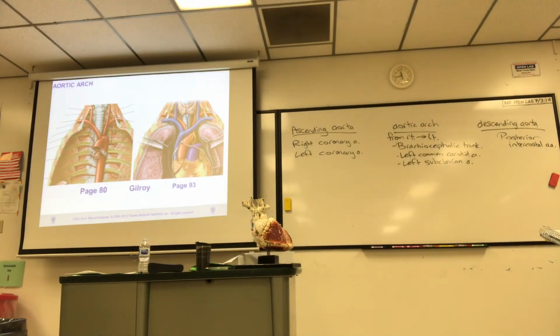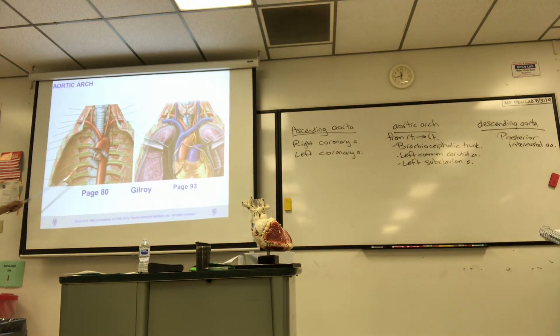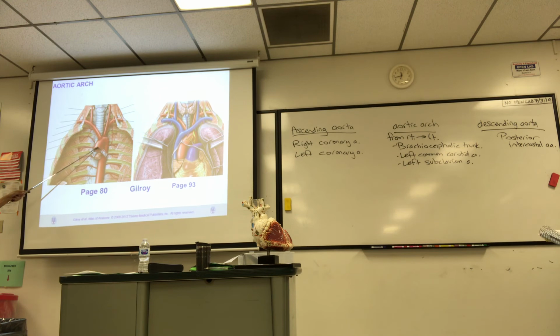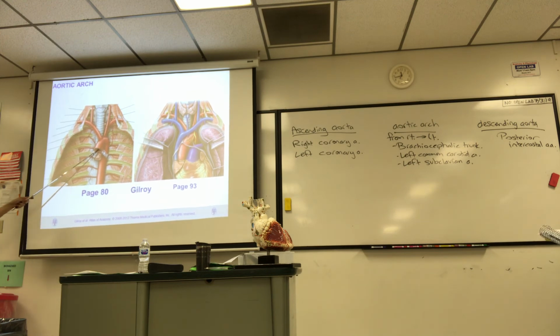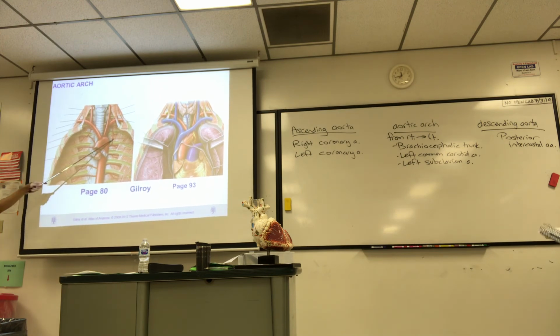Here's a picture of, well, look at this picture here with the isolated aorta. This is the aortic arch. And the three branches you took note of from right to left, that's from this side to that side: brachiocephalic trunk, left common carotid going up the neck, left subclavian. So once again, brachiocephalic trunk, left common carotid, left subclavian.